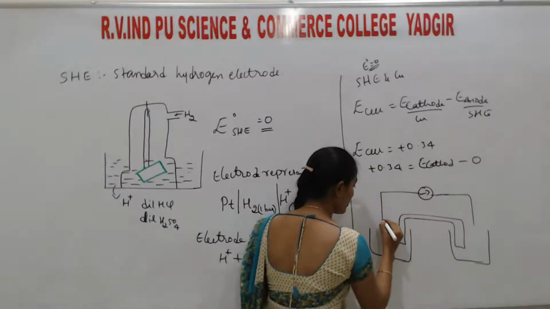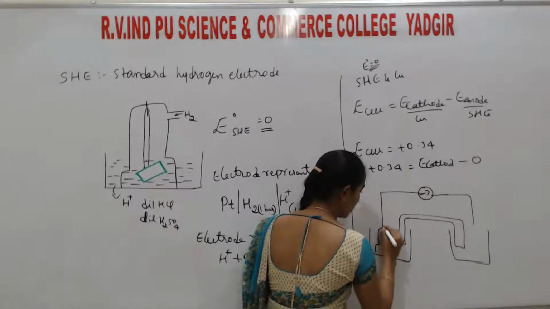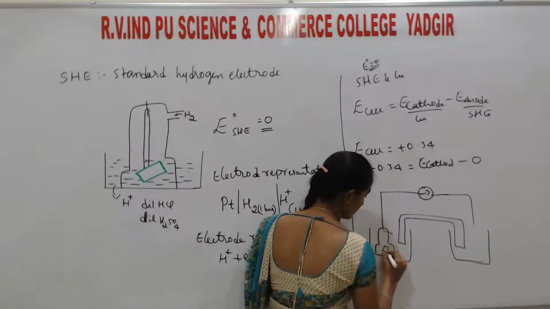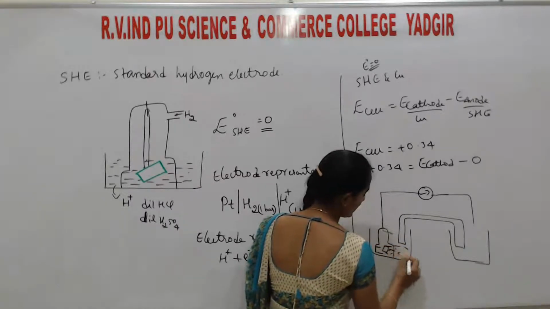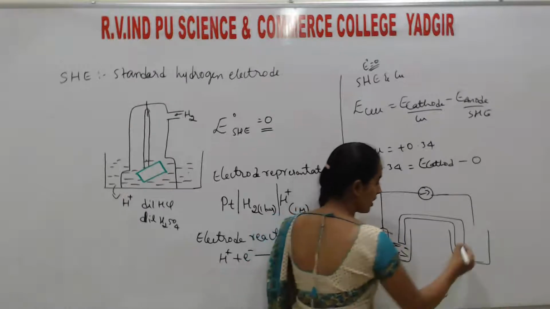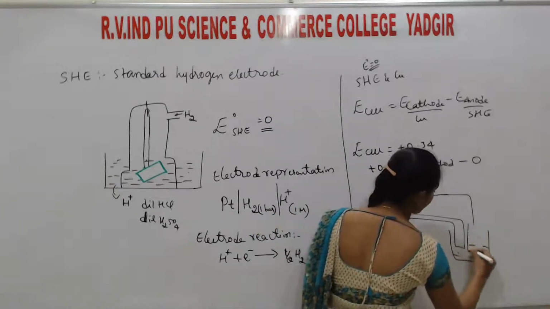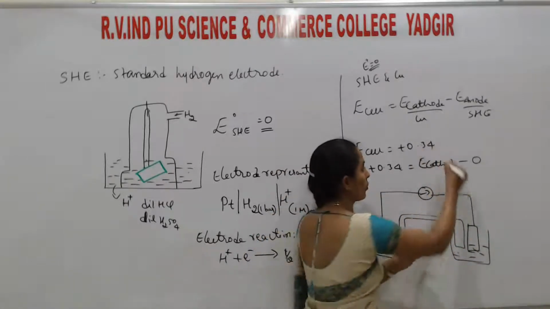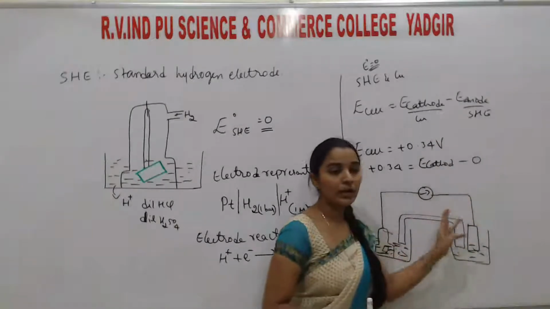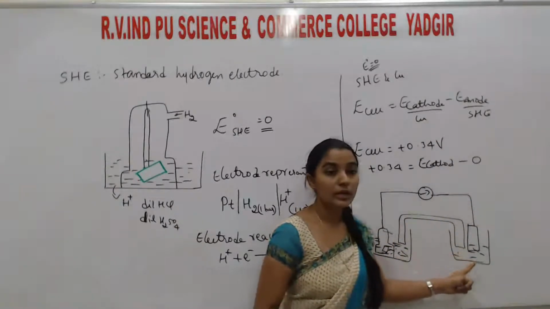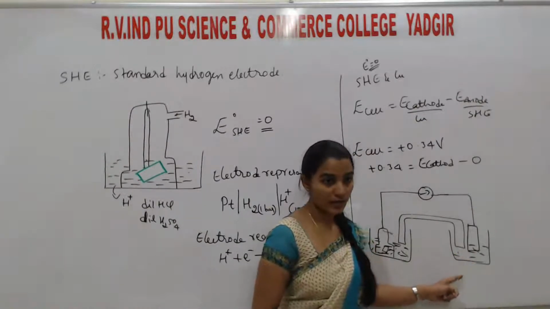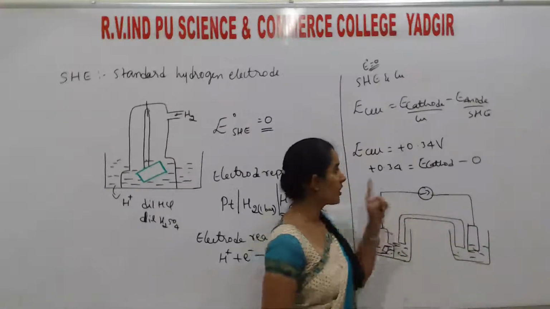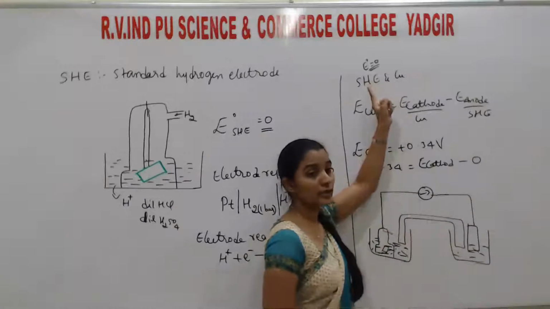So here we have to set the SHE electrode. Okay, this is the reference electrode, SHE. And this is the copper electrode. When they are interconnected, they generate an EMF of 0.34 volt. So this is 0. The overall EMF of the cell is equal to the EMF of this electrode. Understand? So this is how we calculate the EMF of individual electrodes by taking this one as a reference electrode.